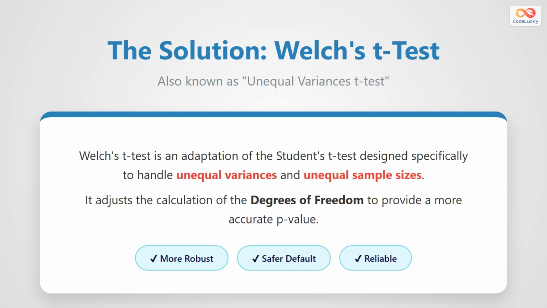This is where Welch's t-test comes in. It is specifically adapted to handle unequal variances and unequal sample sizes. It does not assume the groups have the same spread. Because of this, it is considered a much more robust and safer default choice for almost all comparisons of means.